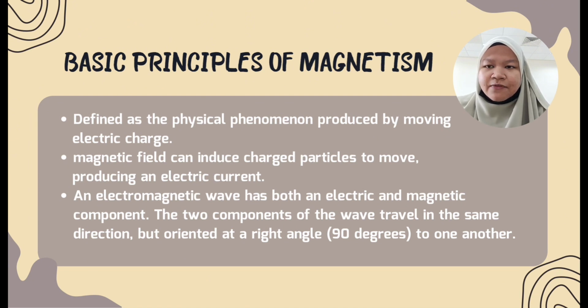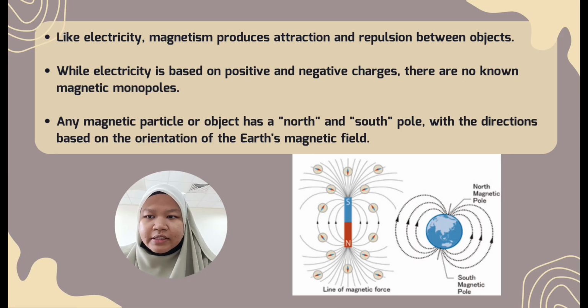The next one, I want to explain about the basic principle of magnetism. Magnetism is defined as the physical phenomenon produced by moving electric charge. Also, a magnetic field can induce charged particles to move, producing an electric current. An electromagnetic wave, such as light, has both an electric and magnetic component. The two components of the wave travel in the same direction but are oriented at right angles, 90 degrees, to one another. Like electricity, magnetism produces attraction and repulsion between objects. While electricity is based on positive and negative charges, there are no known magnetic monopoles.